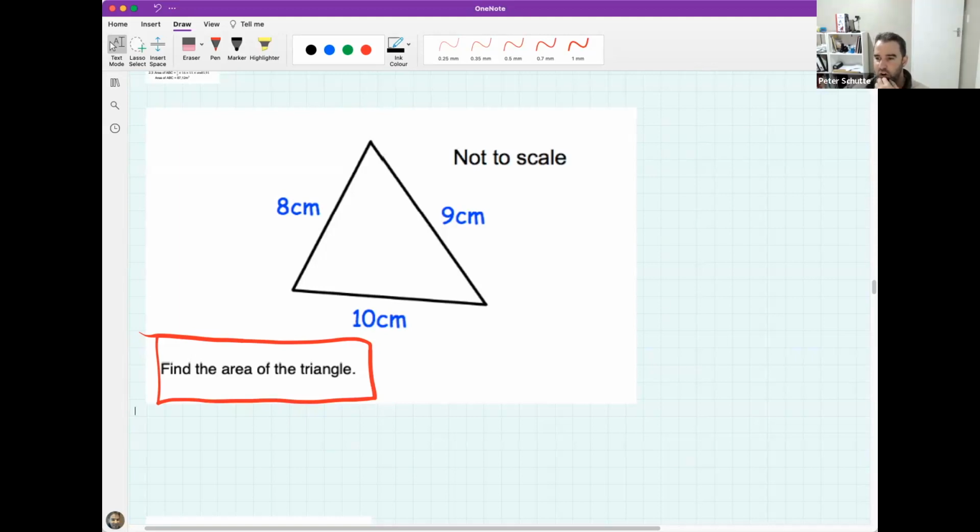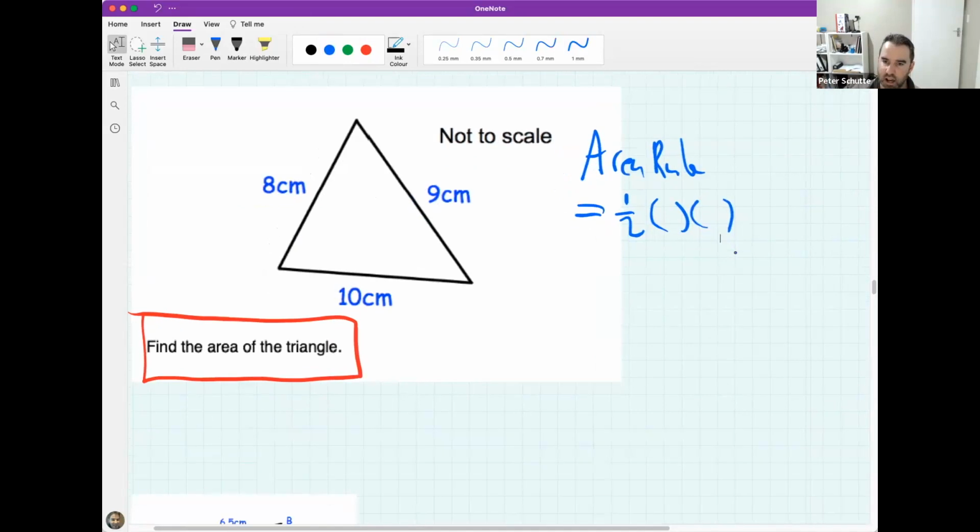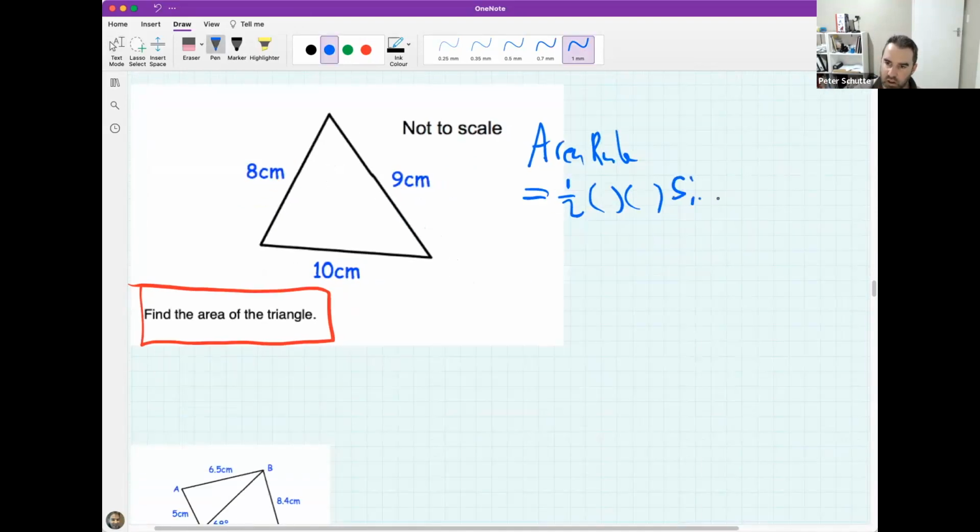Yeah, you're right, we're not. We're not looking for an angle. We're trying to find the area. You're quite right. Now, the cos rule cannot find you the area of the triangle, but what can is the area rule. The area rule says a half times one side times another side times the sine of the angle in between those 2 sides.